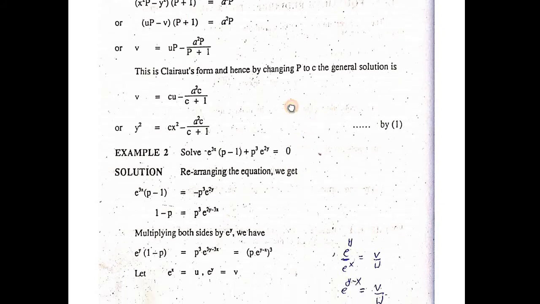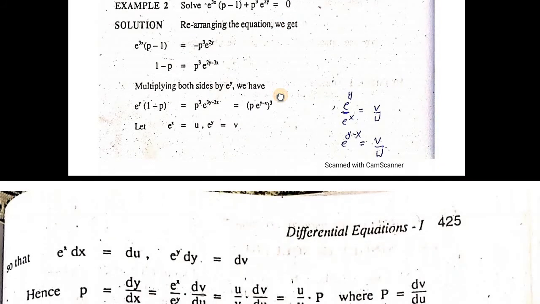Now we come to the last example. Example 2. Solve e power 3x (p minus 1) plus p cube e power 2y is equal to 0. Rearranging the equation, if we take this term to the other side, it will become negative. If we take minus common from this side, or if we multiply this equation by negative sign, so here p minus 1 will become 1 minus p, and this negative sign will become positive.